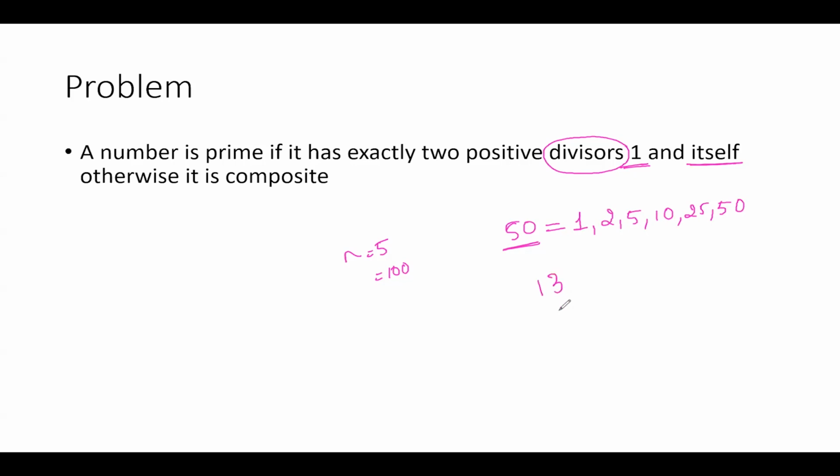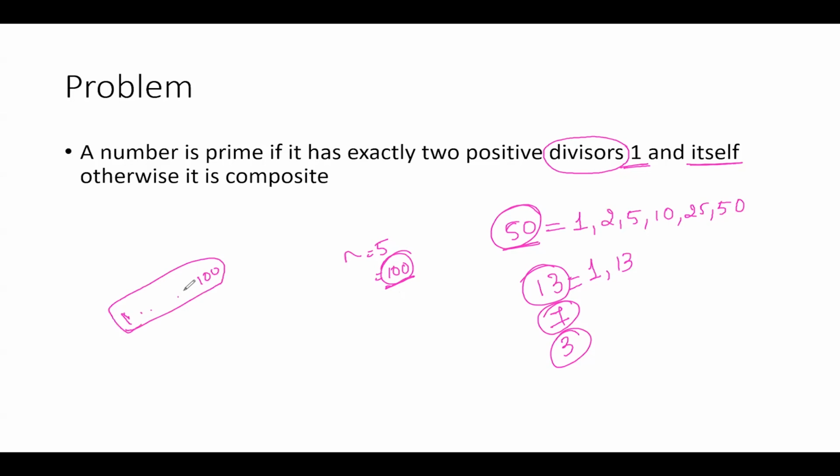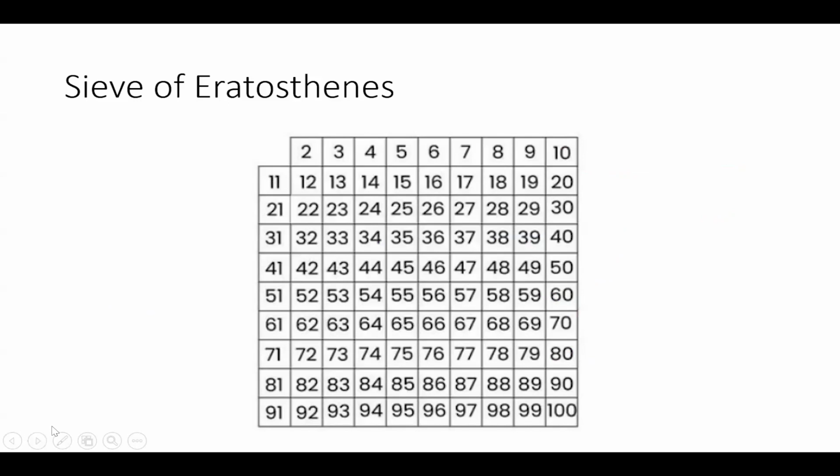There are certain numbers, for example 7, 13, 3, etc., whose divisors are either 1 or that number itself. Such numbers are called prime numbers, and numbers apart from this are called composite numbers, for example 50, 100, etc. Our task here is to generate, for example, up till 100, that is 1 to 100, how many prime numbers are there in between. That is my task.